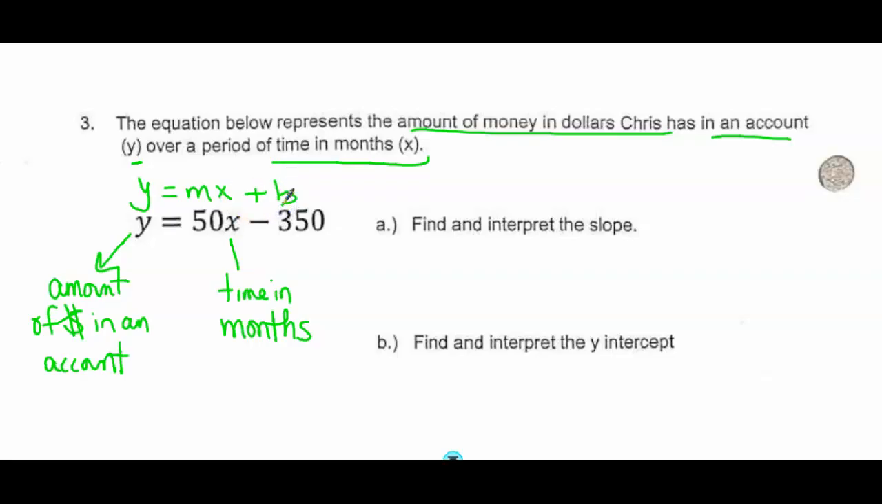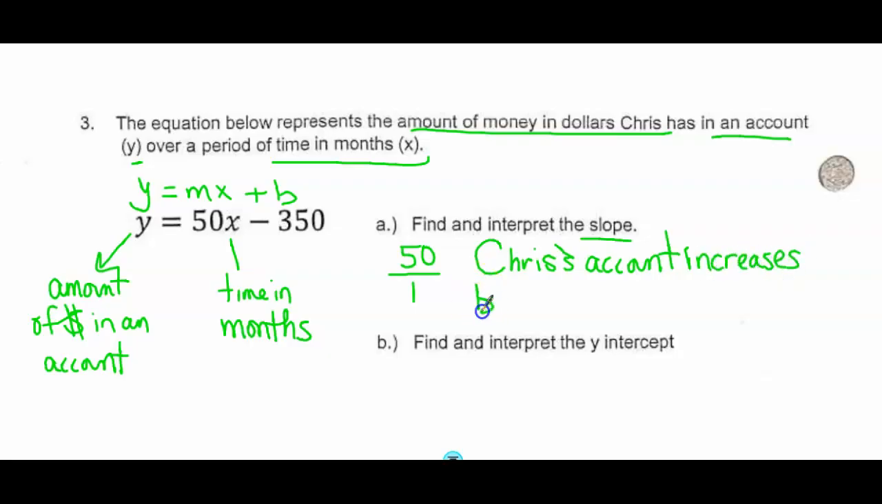So letter A, again, find and interpret the slope. So the slope is going to be 50 over 1 because the slope is the coefficient of x. This is positive, so something is increasing, which is Chris's account. So we would say Chris's account increases by $50 every month. It's always the y over the x.